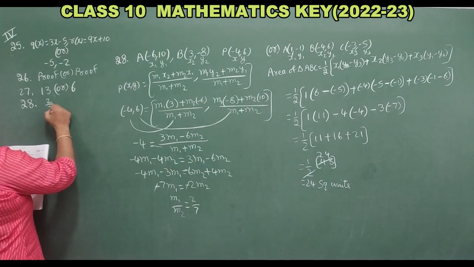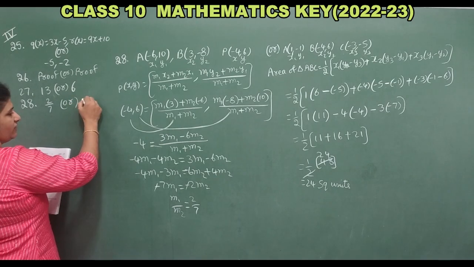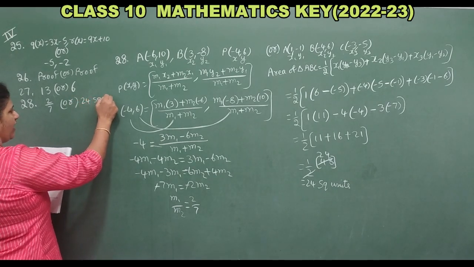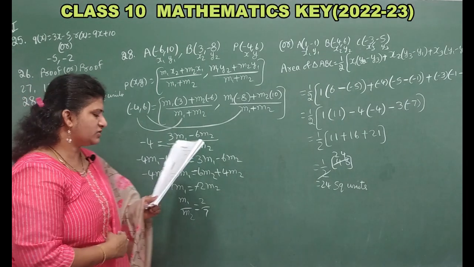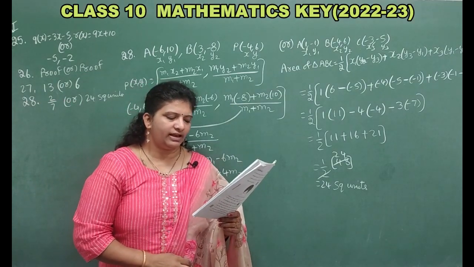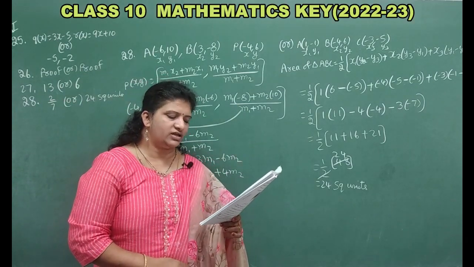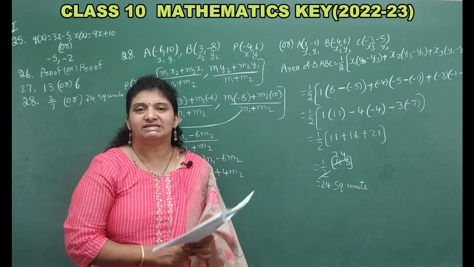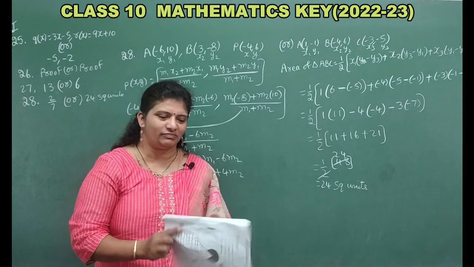Therefore, here your answers are 2 by 7. Or question, what is the answer? 24 square units. Coming to your next question, 29. Prove that the length of tangents drawn from an external point to a circle are equal. This is the direct theorem from your circles chapter.